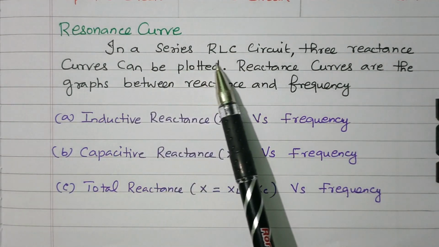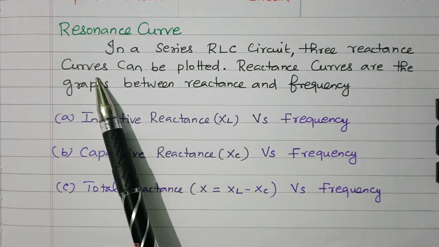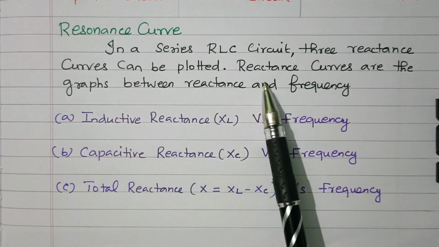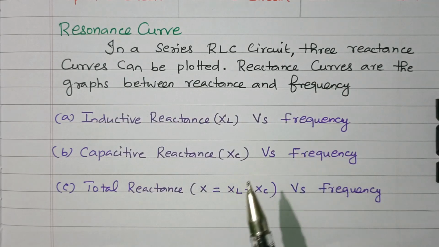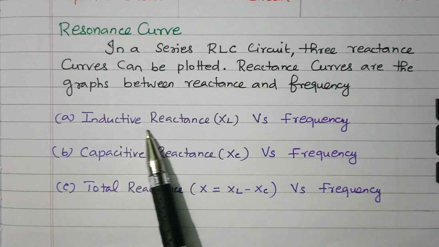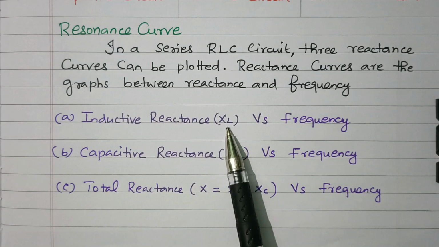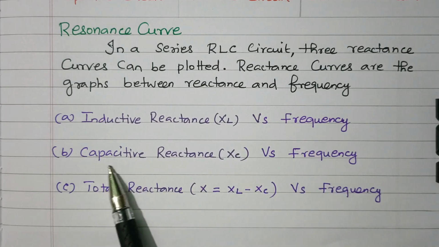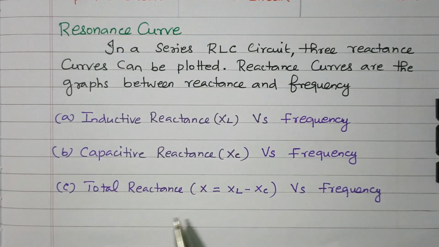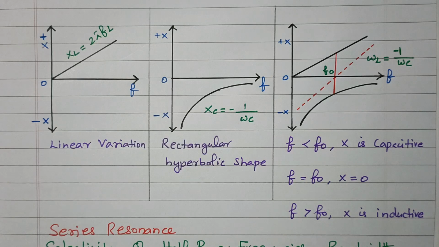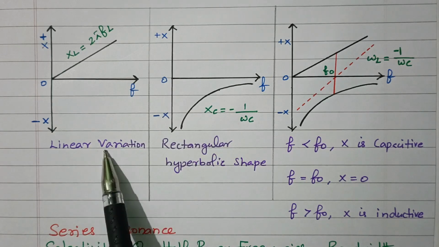In a series RLC circuit, three resonant curves can be plotted. Resonant curves are the graph between reactance and frequency. First one is inductive reactance versus frequency, XL versus frequency. Capacitive reactance, XC versus frequency. Total reactance, X equal to XL minus XC versus frequency. Now we'll see the resonant curves. So the three different resonant curves are available.